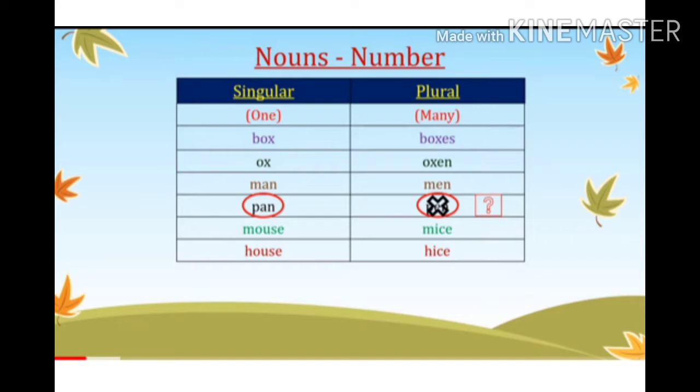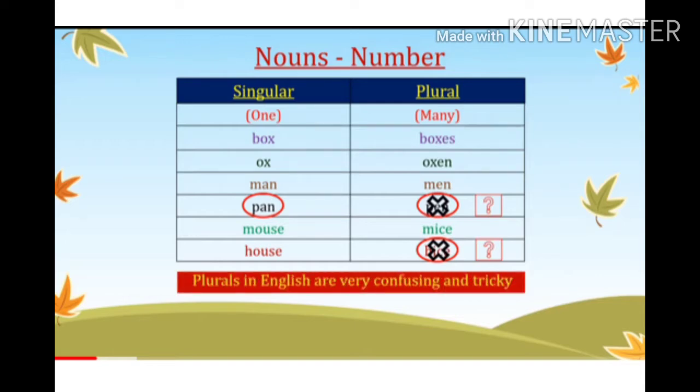One mouse is a mouse and many are called mice. In the same way, one house is a house and many should be highs. But have you heard this word highs? No, I have not heard of it. That means there is some problem here too. One house is a house, but many are known as houses. But why are we facing this problem? Because plurals in English are very confusing and tricky. And we have to learn a lot of rules to move ahead.